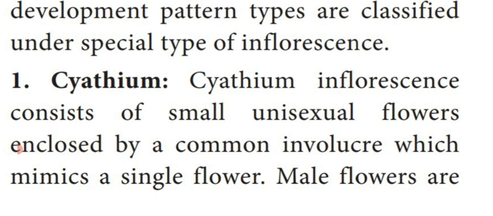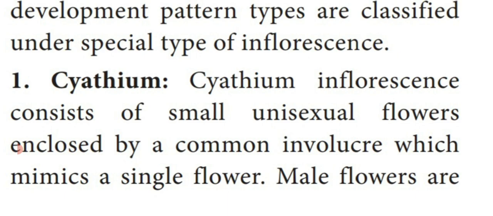Dear students, in this cyathium inflorescence, unisexual flowers are arranged in a cup-shaped bract, known as involucre. Dear students, in the head inflorescence, we have seen flowers are produced from the bract. So these bracts are joined together to form a disc-shaped or cup-shaped structure, known as involucre.